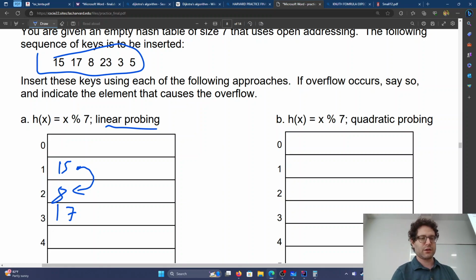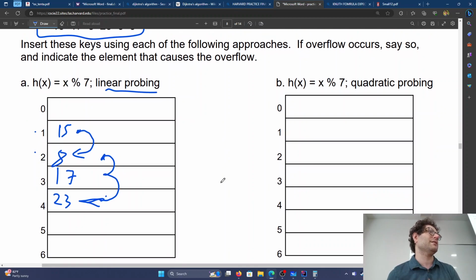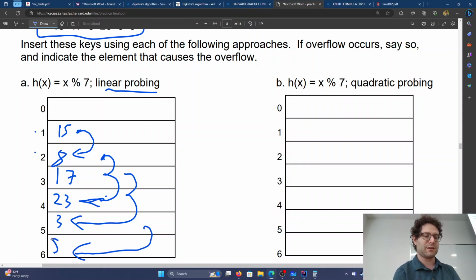23 is next. 23, the closest multiple of 7 is 21. 21, 22, 23. 23 would go here, but 8 just took that spot. So that spot's taken, so we go into here. These next two are easy, 3 and 5. 3 would go into 3, it can't, so it goes here, into the 5 spot, and 5 goes, I'm going to go into 5, except I can't. That spot's taken, so I'm going to go into 6.